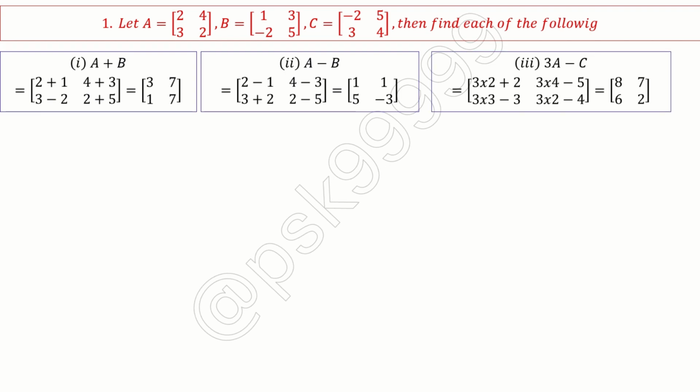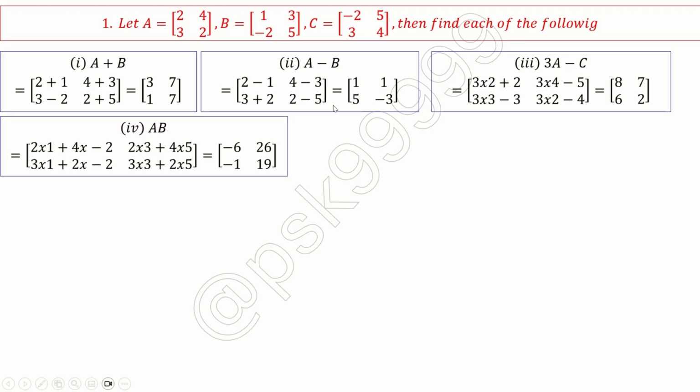And 3A minus C: first you will do 3 times A, which is 3 times 2, then plus 3 times 2; the C element is minus 2, so minus C is minus of minus 2, which is plus 2. Okay, carefully you do it. It is simply like any other numeric addition or subtraction. Just do it for each element. That's the only difference. Okay, so you can do it yourself.